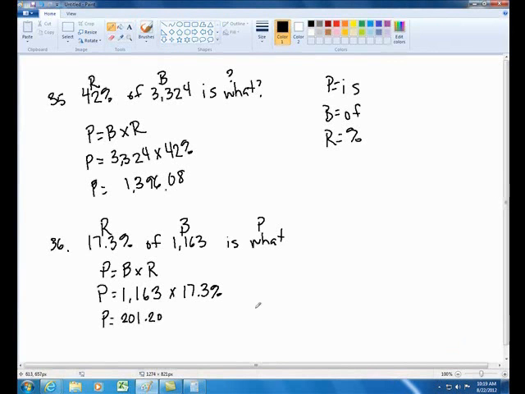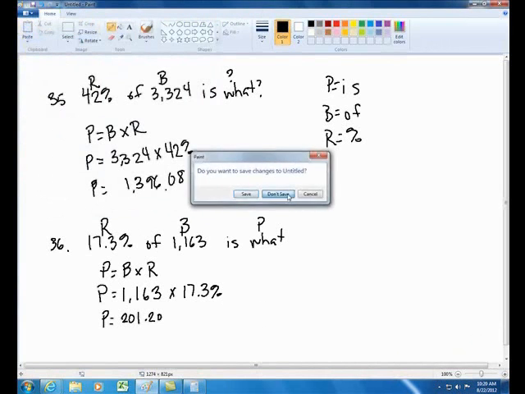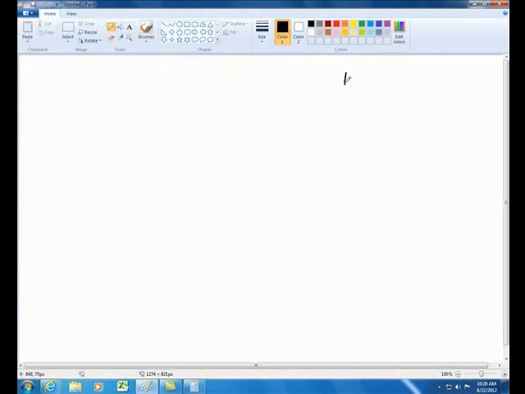Okay. I want to do number 37 so that you get an example of how to do one when you're solving for something other than P. So I'm going to write again. P is with is, B is with of, and my rate is always in the form of a percent. So I've got my little cheat sheet right up there. Okay, number 37.